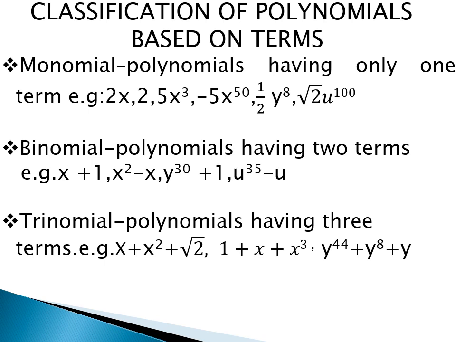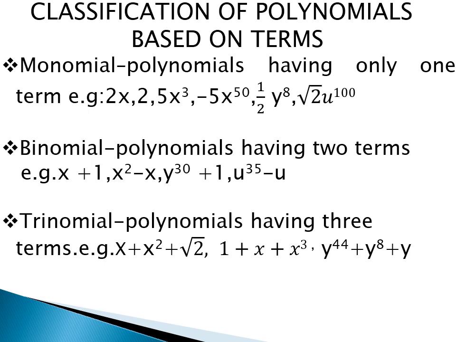Second example, 1 plus x cube. 1 is the first term here, x is the second term and x cube is the third term. So this is also an example for trinomial. y raised to 44 plus y raised to 8 plus y. How many terms are there? 3 terms. So what is the name of the polynomial? Trinomial. So when we are adding the terms one by one and we are getting 3 terms, then the result will be a trinomial.